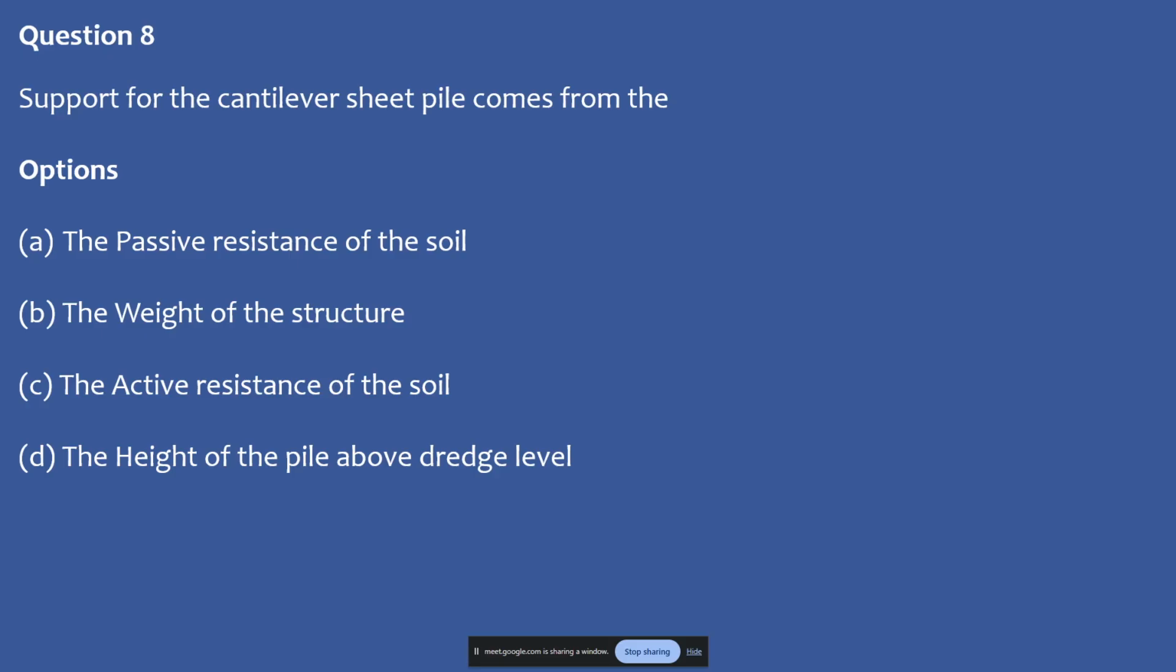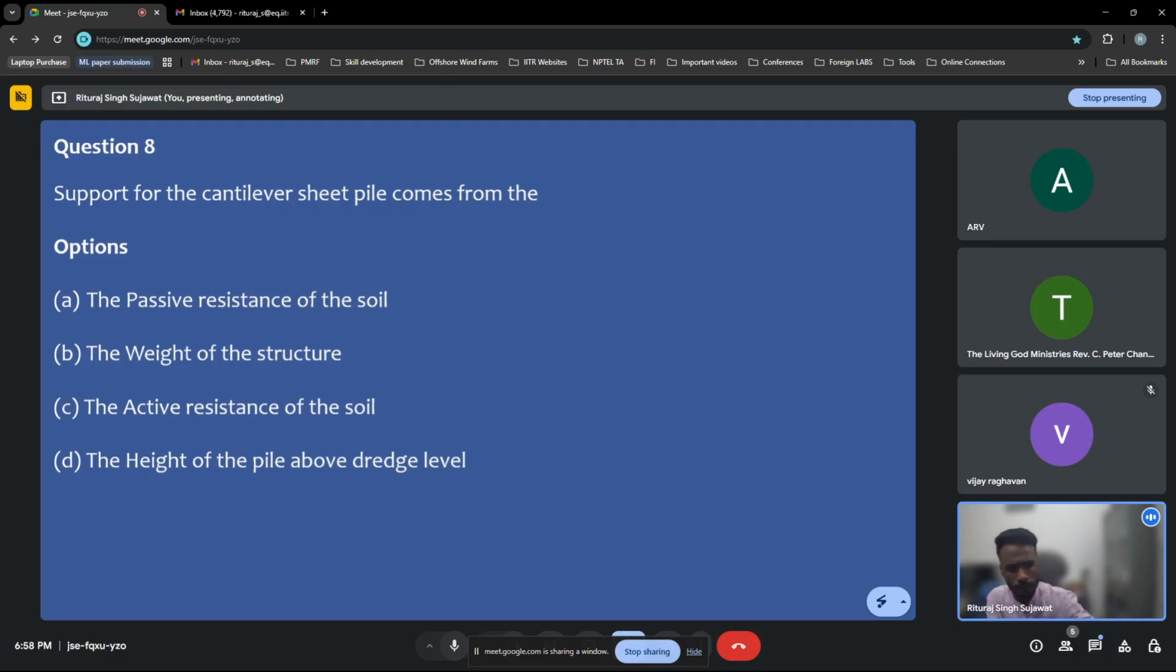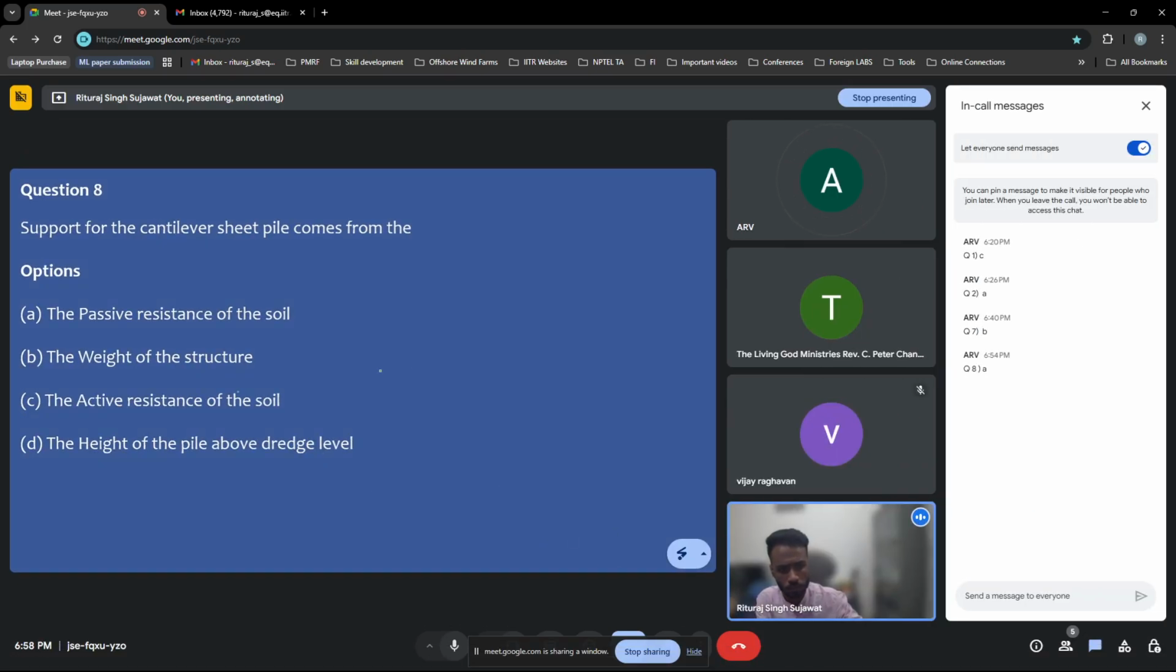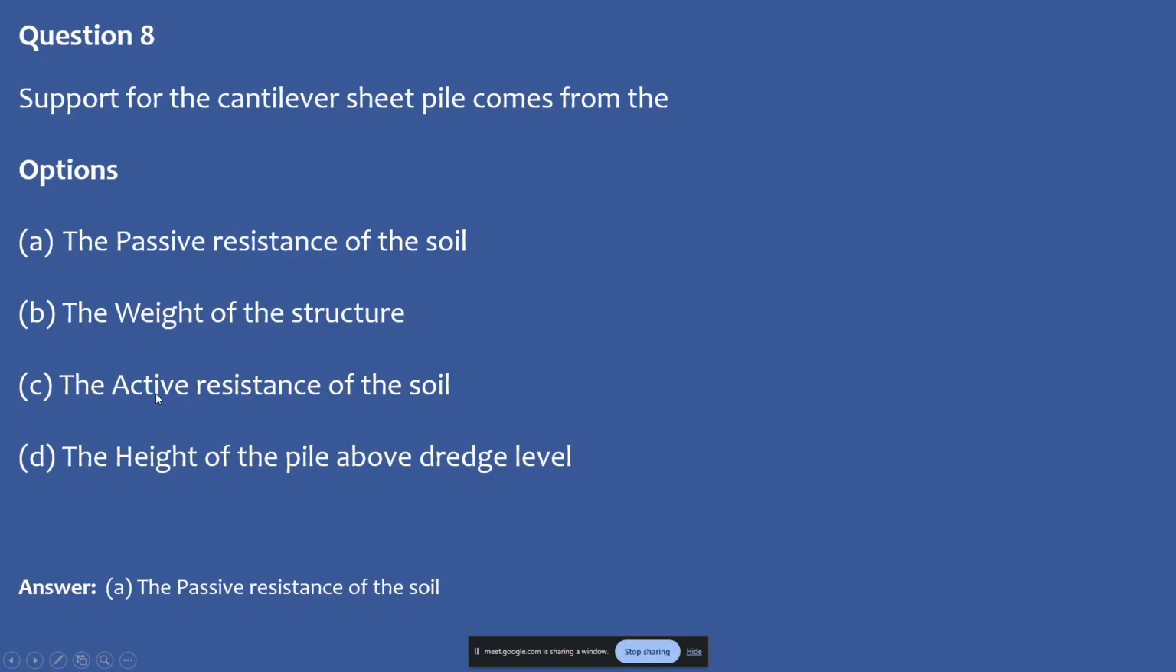So let's see this. So we have some answers. The answer is A, given by AIV. Yeah, so the correct answer is the passive resistance of the soil.